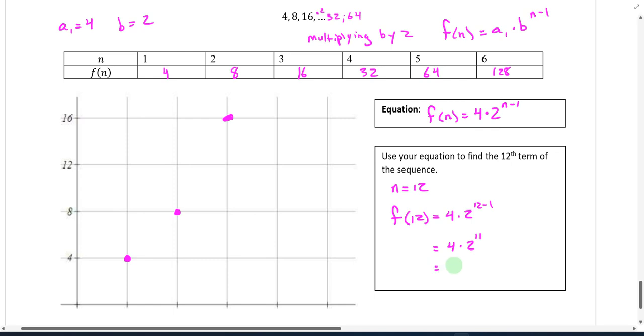Okay, so let me write this out. We're going to get 4 times, and then I'll write out 2 to the 11th. So you get 2048. Okay, so now we multiply by 4, and we get 8,192. Okay, so the 12th term of the sequence, without having to write them all out, I can tell you is going to be 8,192.